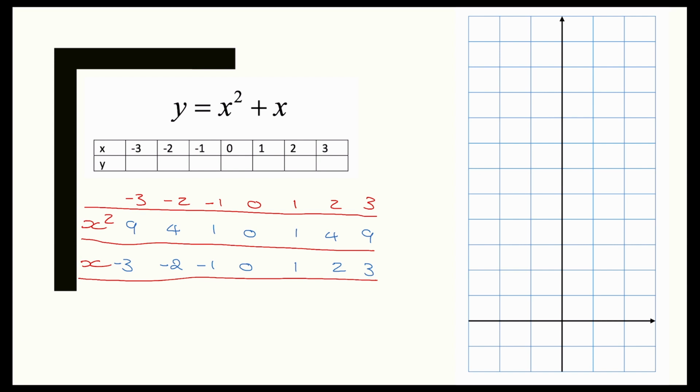Adding the blue numbers going down gives us 6, 2, 0, 0, 2, 6, and 12. Again, we can write these numbers into our table at the top, giving us our coordinates. Looking at our y values, we can see that 12 is our biggest number, so we need to make sure that our y-axis goes up to 12. Plotting our coordinates, we have minus 3, 6, minus 2, 2, minus 1, 0, 0, 0, 1, 2, 2, 6, 3, 12. Joining each of the points up with a curved line gives us our graph.